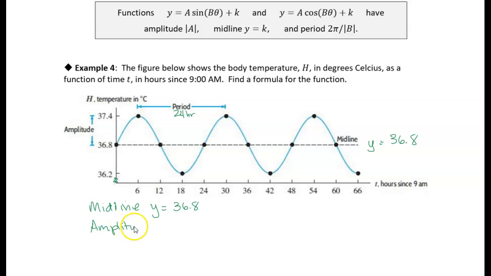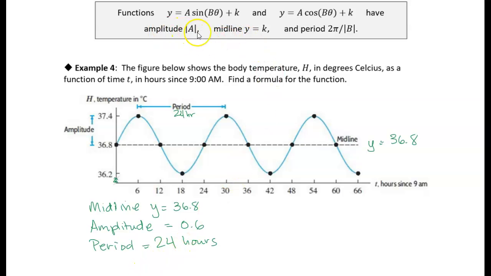Amplitude is just the distance from the midline up to a peak. So the distance here goes from 36.8 to 37.4, so it looks like that's about 0.6. And our period is 24 hours. All right, so we've got all the information we need. We just need to put this together into a formula.